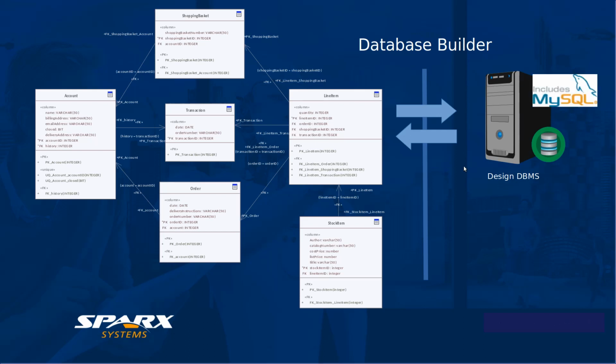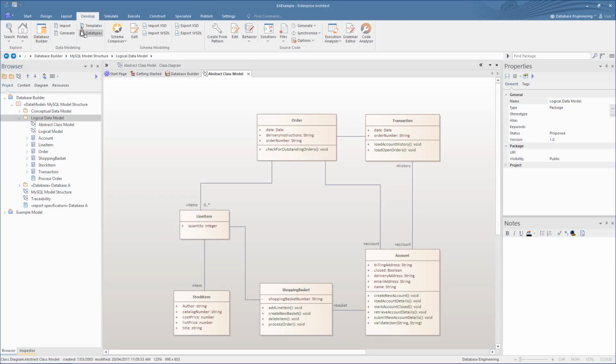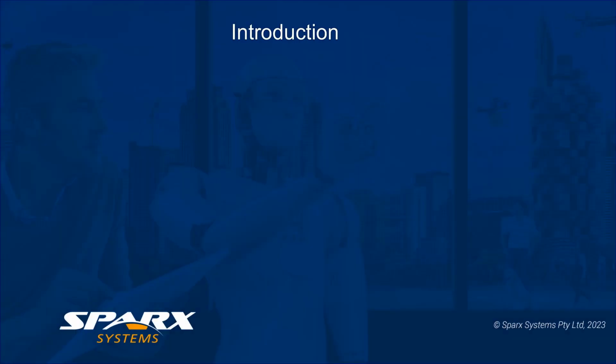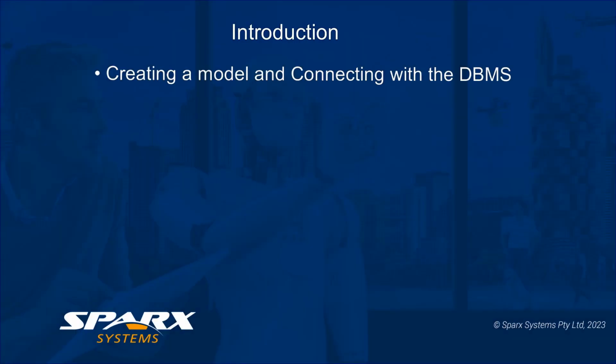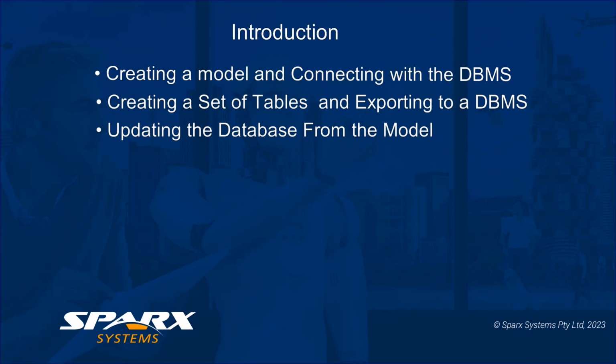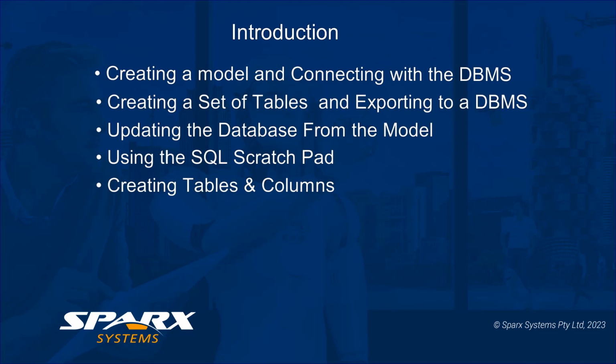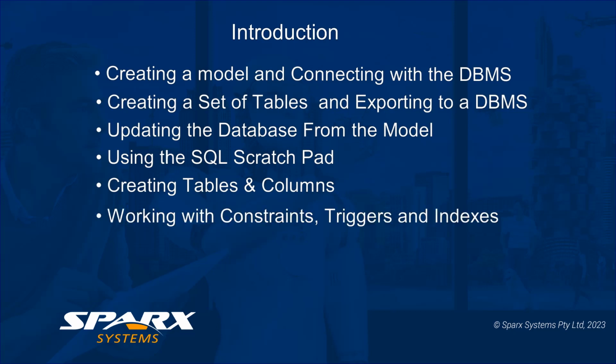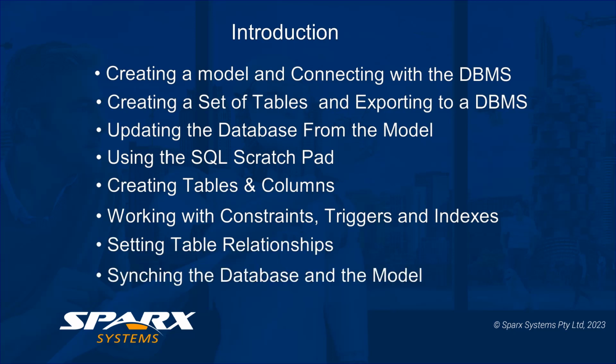We'll be working with a MySQL database using the freely available MySQL DBMS, and will derive our schema from a simple logical model that is available in the eaexample.eep repository supplied with Enterprise Architect. The topics we will cover include creating a model and connecting with the DBMS, creating a set of tables and exporting these to a DBMS, updating the database from the model, using the SQL Scratchpad for querying the database. Then we'll look at creating and working with tables, working with constraints, triggers and indexes, setting table relationships, and finally syncing the database and the model.